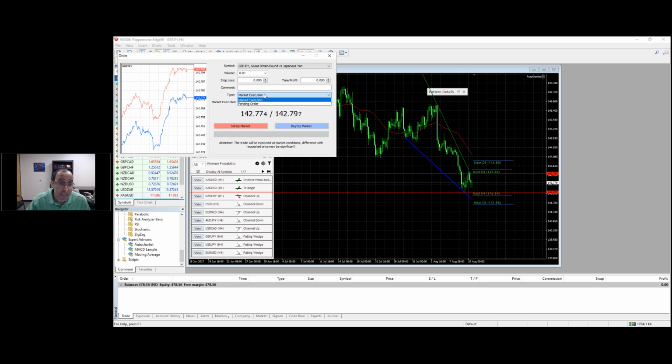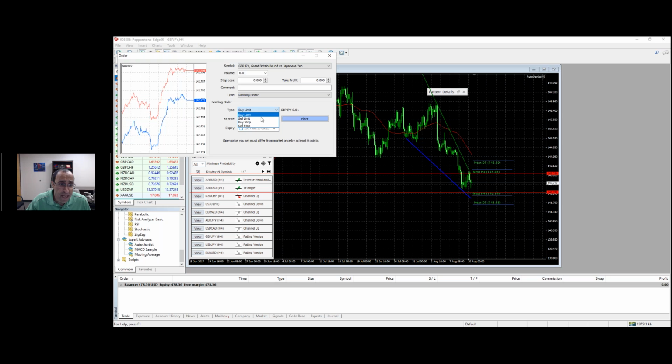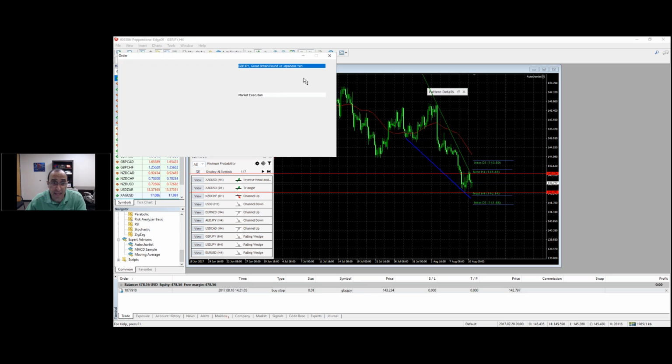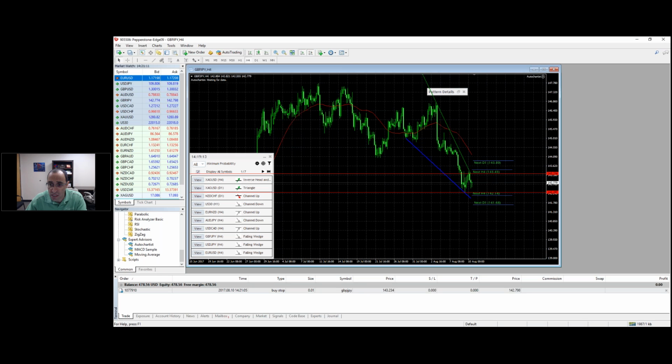So what I could do is a pending order on a buy stop at, what did I say, 143.234, right? And I can set some kind of expiry date. Now I have a pending order in the market at that first red level over here. Let me just try and erase this object. I have a pending order right over here.